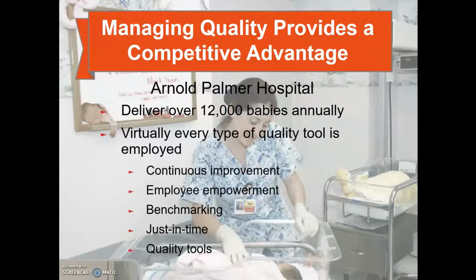So in the Arnold Palmer Hospital, they focus on, of course, children. So there are 12,000 babies delivered annually, and they have to make sure that they implement the highest quality standard. So they implement continuous improvement, employee empowerment, benchmarking, just in time, and also quality tools.